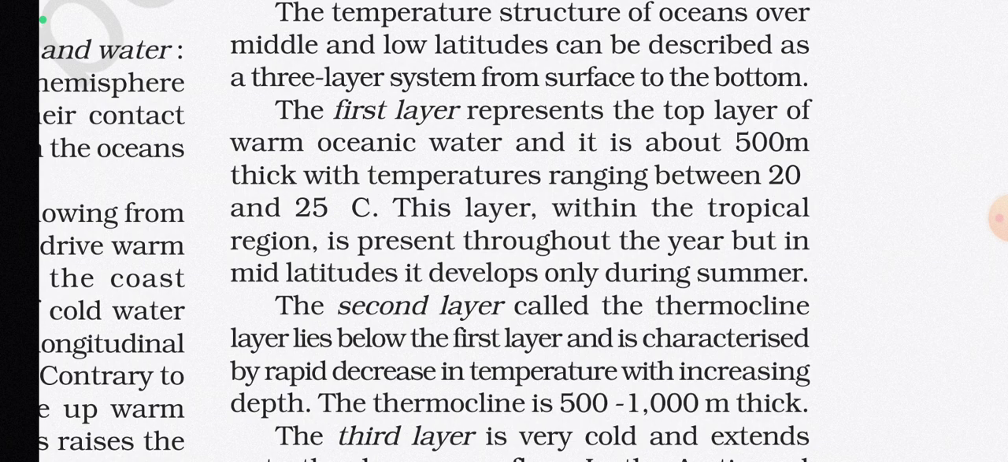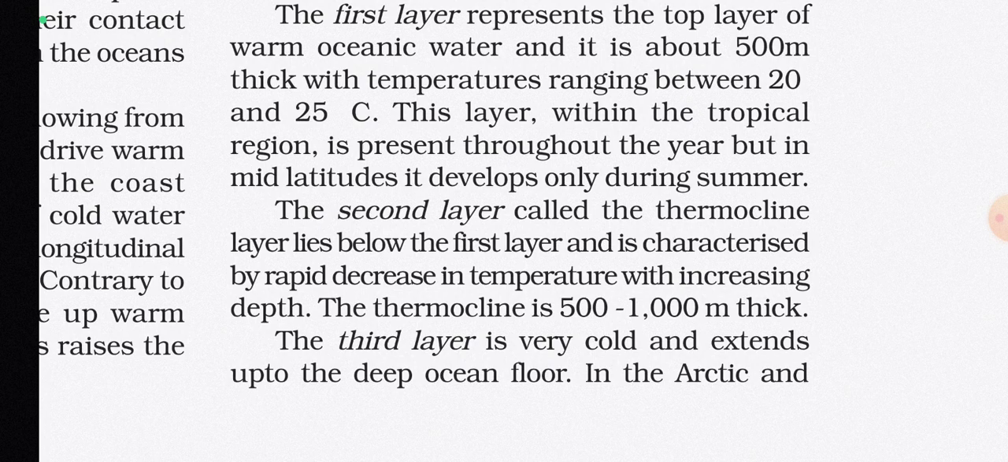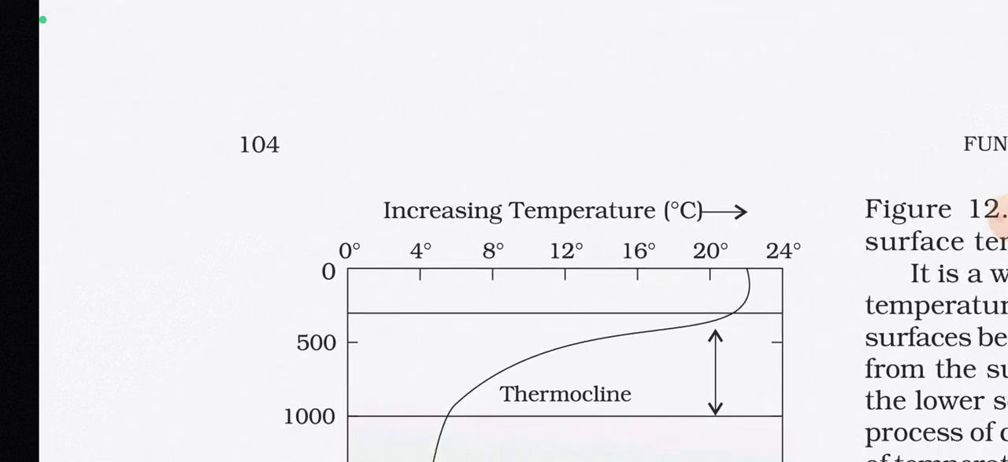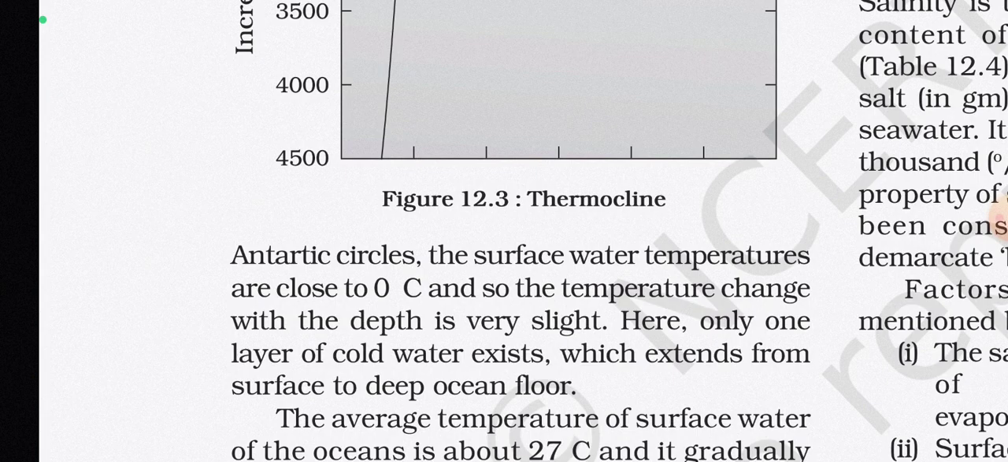The second layer, called the thermocline layer, lies below the first layer and is characterized by rapid decrease in temperature with increasing depth. The thermocline is 500 to 1000 meters thick. The third layer is very cold and extends up to the deep ocean floor. In the Arctic and Antarctic circles, the surface water temperatures are close to 0 degrees Celsius and so the temperature change with the depth is very slight. Here only one layer of cold water exists which extends from surface to deep ocean floor.